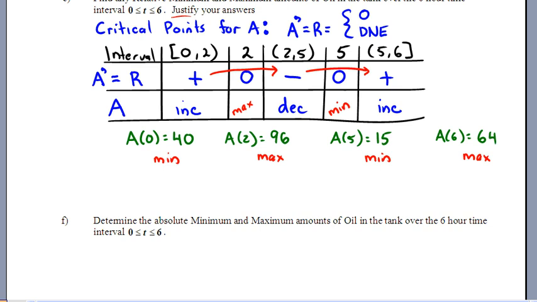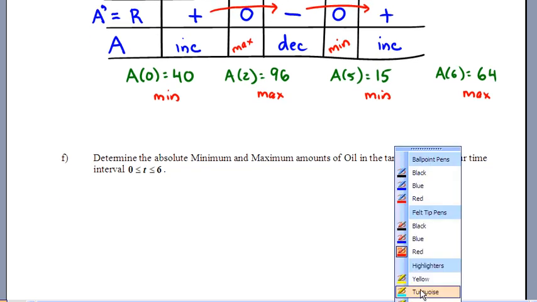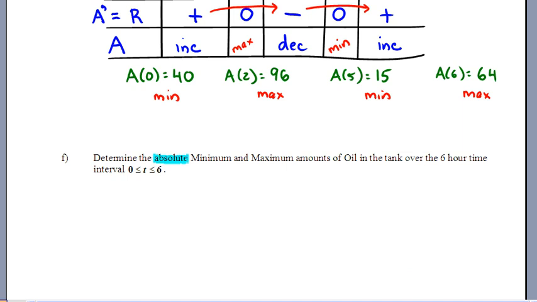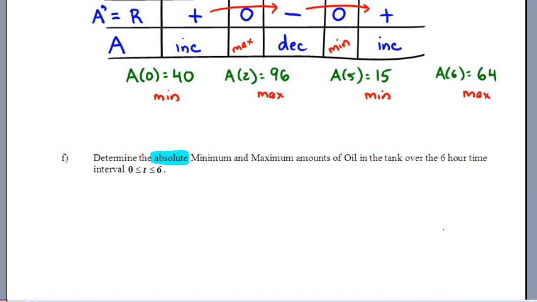And we've already done all the legwork we need for part F, which says, can you do a check for absolute maximums and minimums on this closed interval 0 to 6? Well, I know there will be an absolute max and an absolute minimum amount of oil if it's a closed interval for my time check here, right? So that's nice.